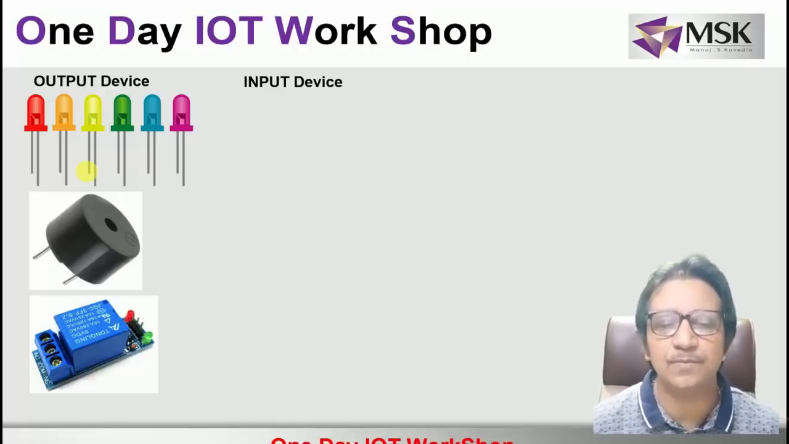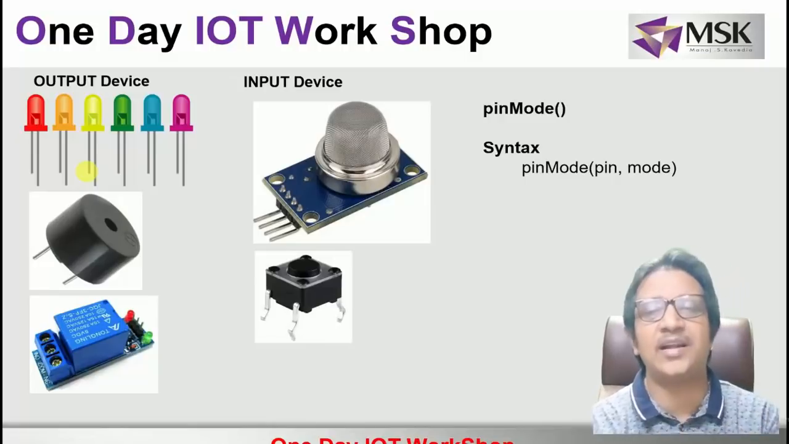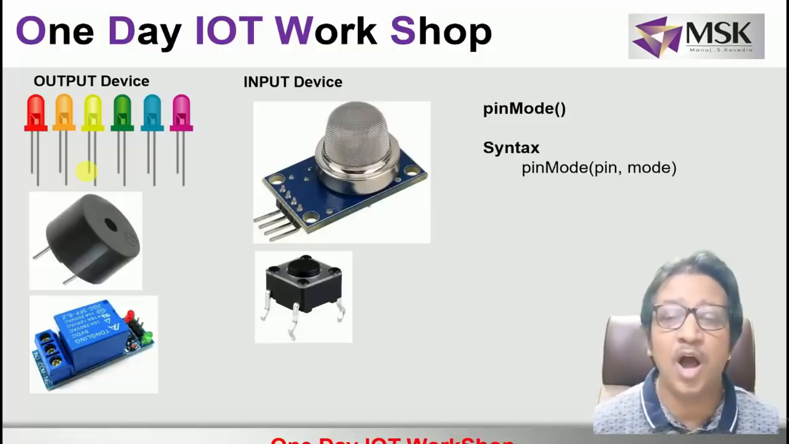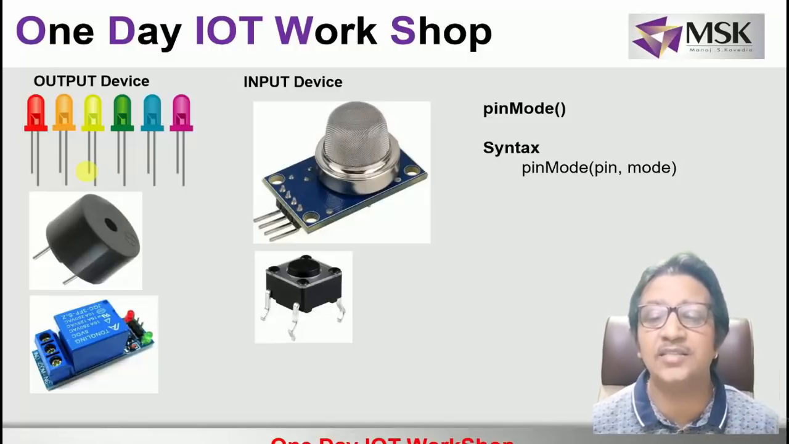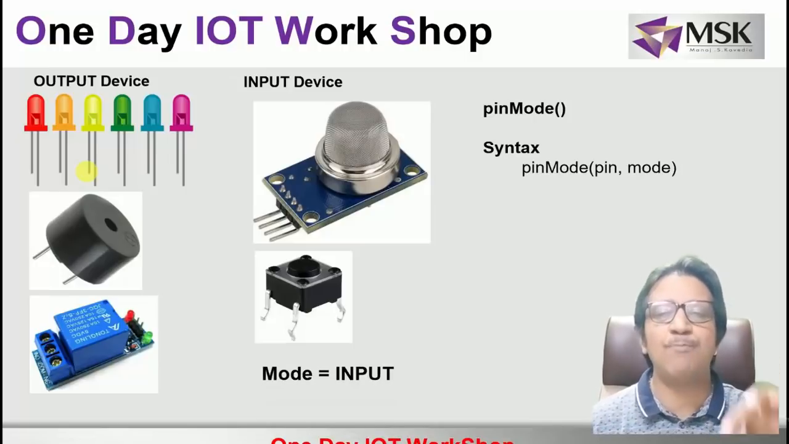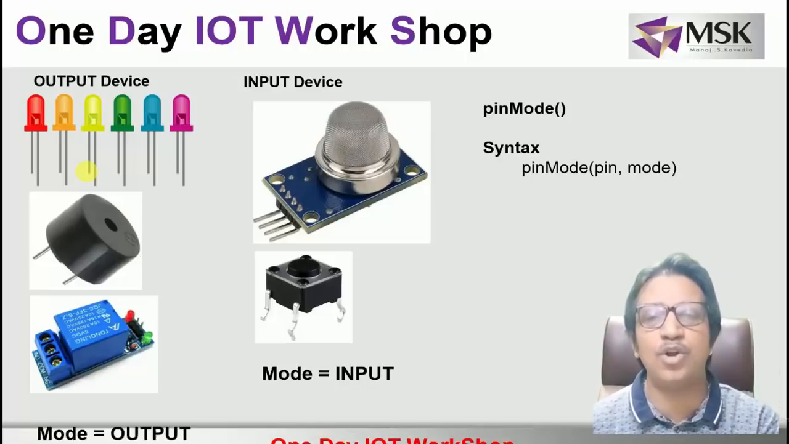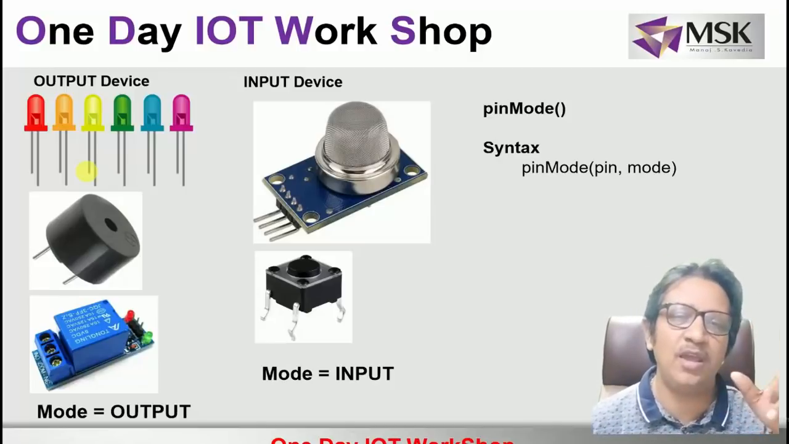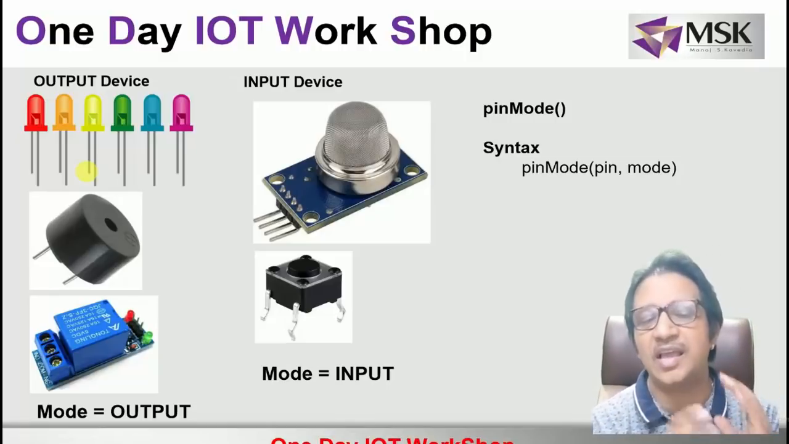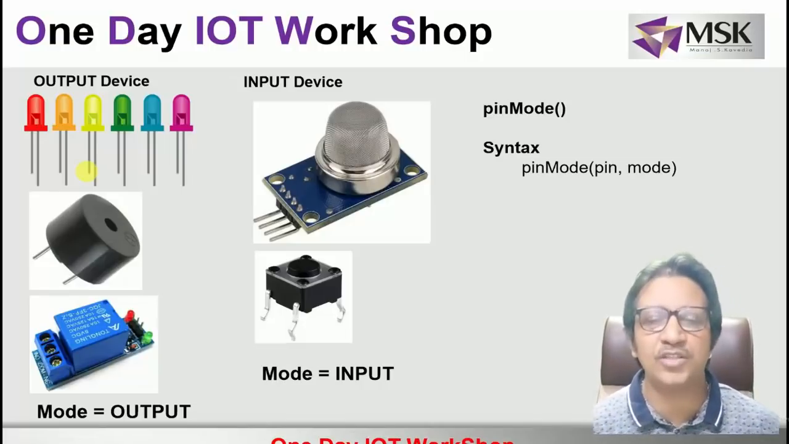Input devices include sensors and switches. For the pins to which I'm connecting these input or output devices, I have to define that pin as either input or output, and that is defined with the function called pinMode. If the pinMode is input, that particular pin will be taken as an input pin, and if the pinMode is output, then that particular pin will be an output pin. So for connecting sensors and switches, I have to make the pin input, and for connecting LED, buzzer, and relay, I have to make the pin output. I hope the pinMode function is clear.